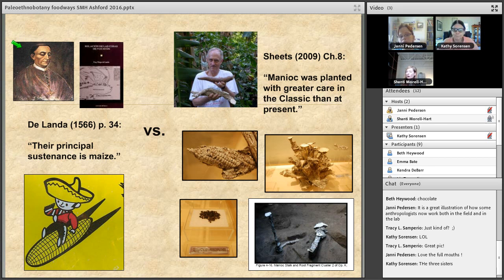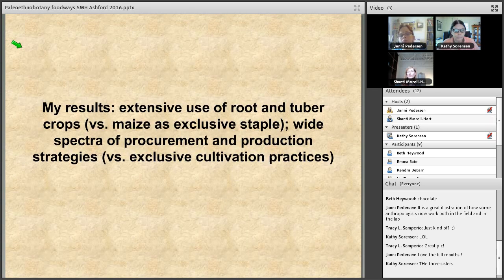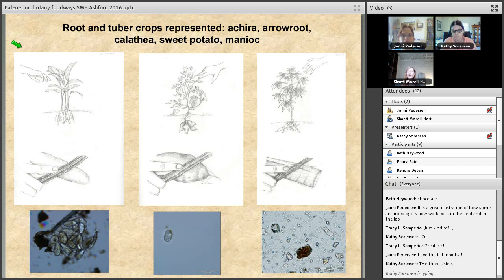So these are the two models we've got for what might have been going on during the Classic period or the Formative period in Mesoamerica, in northwestern Honduras. What I found in my research was that we had a lot more evidence for the model we see with Payson Sheets' work at Joya de Cerén. We see an extensive use of root and tuber crops versus maize as an exclusive staple crop, and a wide spectrum of procurement and production strategies. So people weren't just cultivating using slash and burn agriculture, and they weren't just cultivating corn. They were cultivating a wide variety of materials.